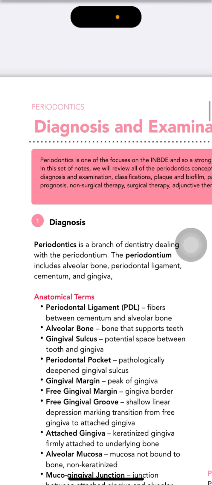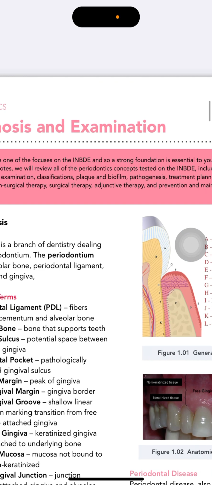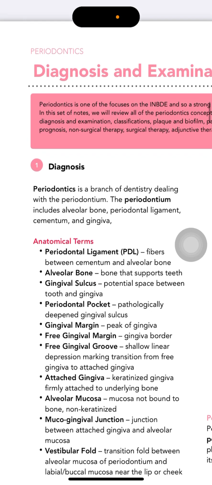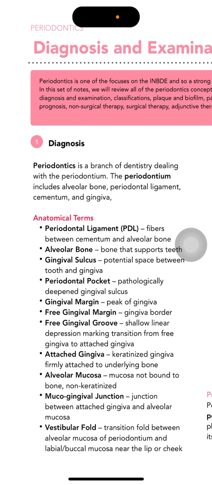Planning, prognosis, non-surgical therapy, surgical therapy, adjunctive therapy, and prevention and maintenance. Diagnosis. Periodontology is a branch of dentistry dealing with the periodontium. The periodontium includes alveolar bone, periodontal ligament, cementum, and gingiva.